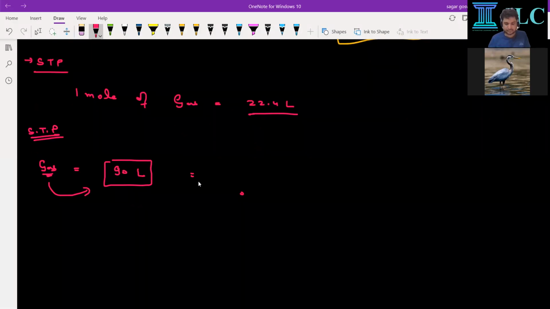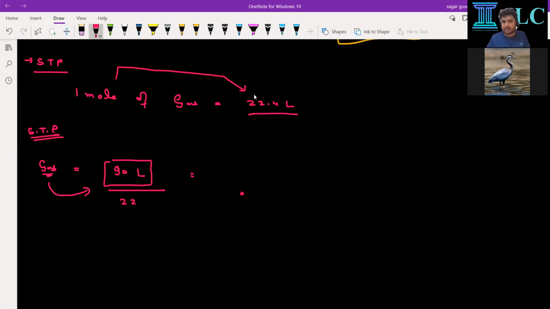See, Vishnu, 1 mole of any gas at STP occupies 22.4 liters. You have to divide by that. So how many moles will 90 liters contain? Around 4 point something, approximately 4.5. Because 22 liters is 1 mole, so 88 liters will be 4 moles. It's not 4.5. Okay, approximately I'm just saying.